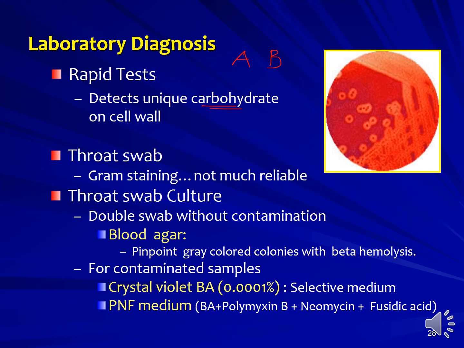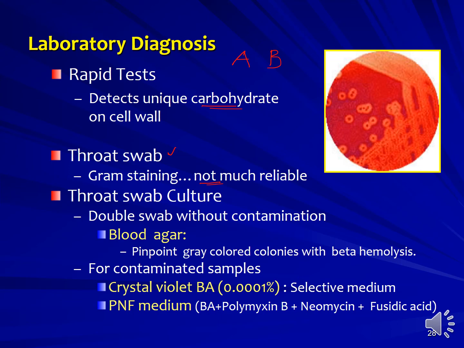Then we have to collect a throat swab and do the gram staining, and it's not much reliable. Why? Because other forms of streptococci are commensals in the throat of normal individuals. So even if you are able to see gram positive cocci in chains, we can't say whether they are Streptococcus pyogenes or other species of streptococci. So it's not much reliable, but it can give a clue to go further.